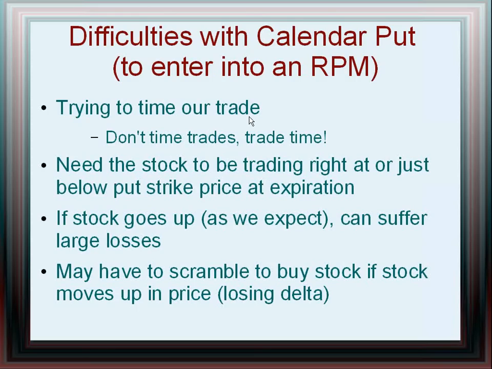So we're trying to time our trades. That's the difficulty with using a calendar put to enter an RPM. We don't want to time our trades. We want to trade time. We need the stock to be trading right at or just below the put strike price at expiration. If the stock goes up, we can suffer large losses, and may have to scramble to buy stock when it moves up in price because we're losing delta.